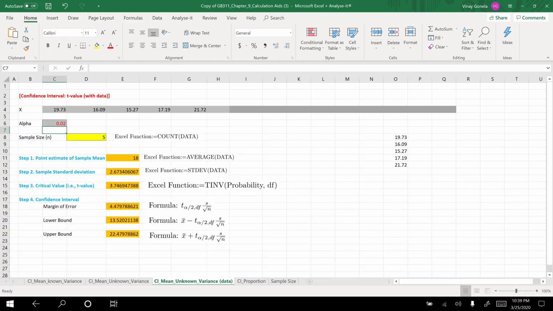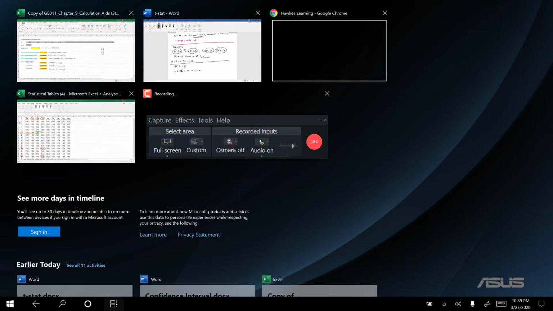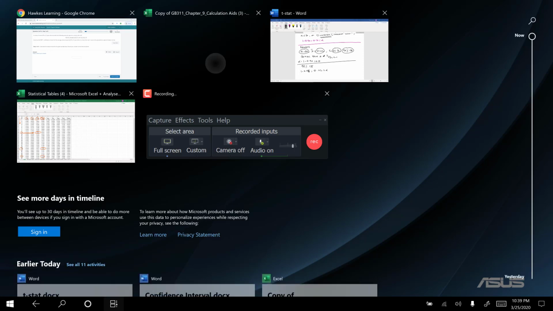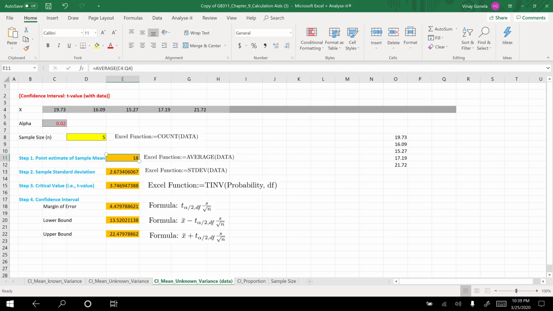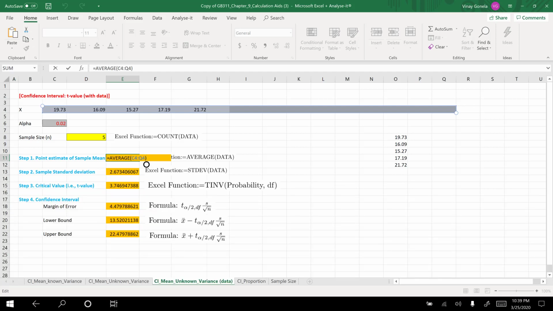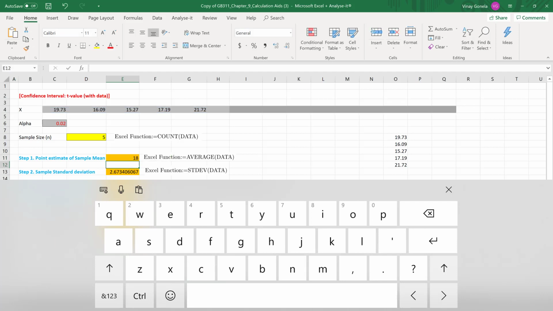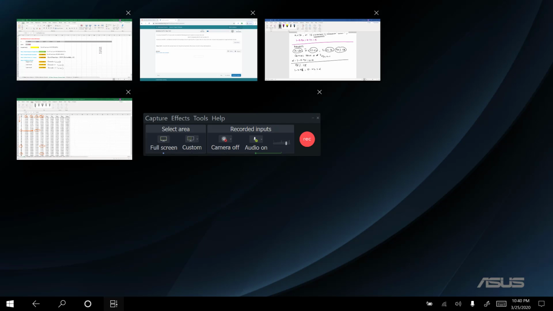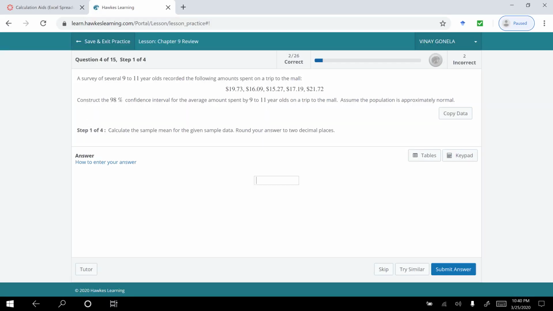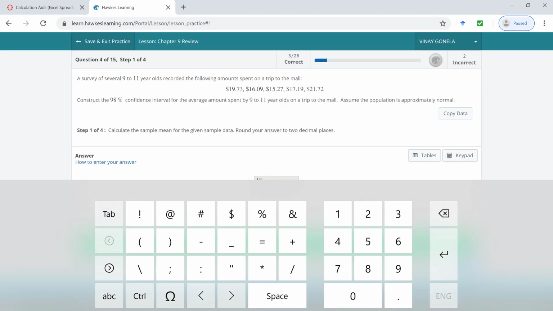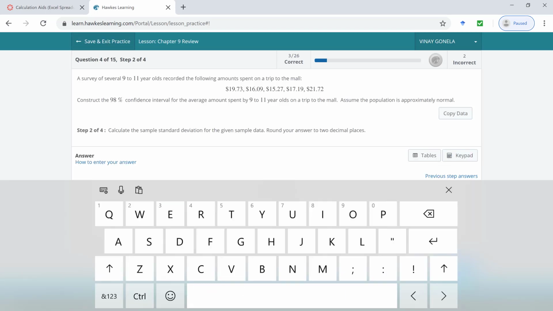The first step to solve this kind of problem is to calculate the sample mean. I go here and look for the point estimate of the sample mean. Okay, let me check what that value is. I will highlight it, that is 18. I go to Hawk's Learning and type in 18. That's good. How about the next one?